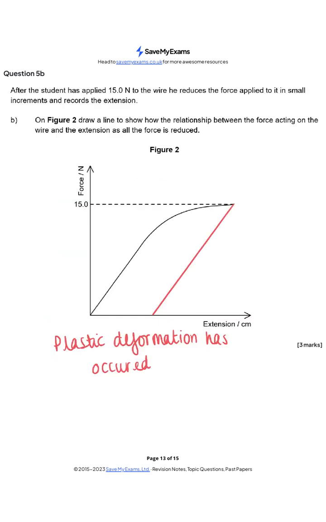Question 5B. After they've added the 15 newtons, he reduces it in small increments and records what happens to the extension. Draw what the relationship would look like. So we would get a straight line going back, but the curve doesn't reverse. So what happens is, because we've stretched it too far, there's now plastic deformation, and at the end, let me just show you where the end would be once I've taken all the weight off, just here. It just wouldn't go back to the original length that it was. It would be slightly deformed.